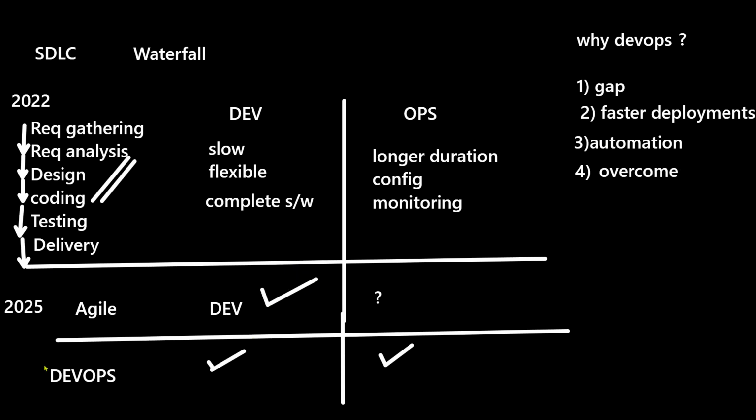So this is what happens. But how DevOps can be implemented and how it overcomes these, we'll discuss. Here we are talking about Agile. Yes, Agile overcomes the drawbacks of the development team.